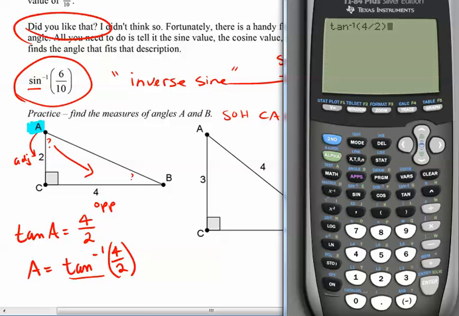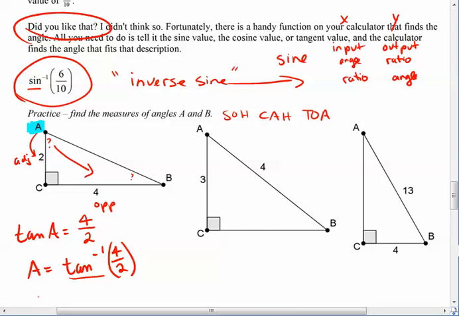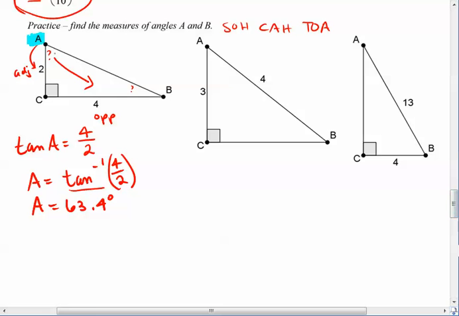There's the ratio. This time I'm giving the calculator the ratio. I want an angle out of this. Okay, I got 63.4 or so. A equals 63.4 degrees.